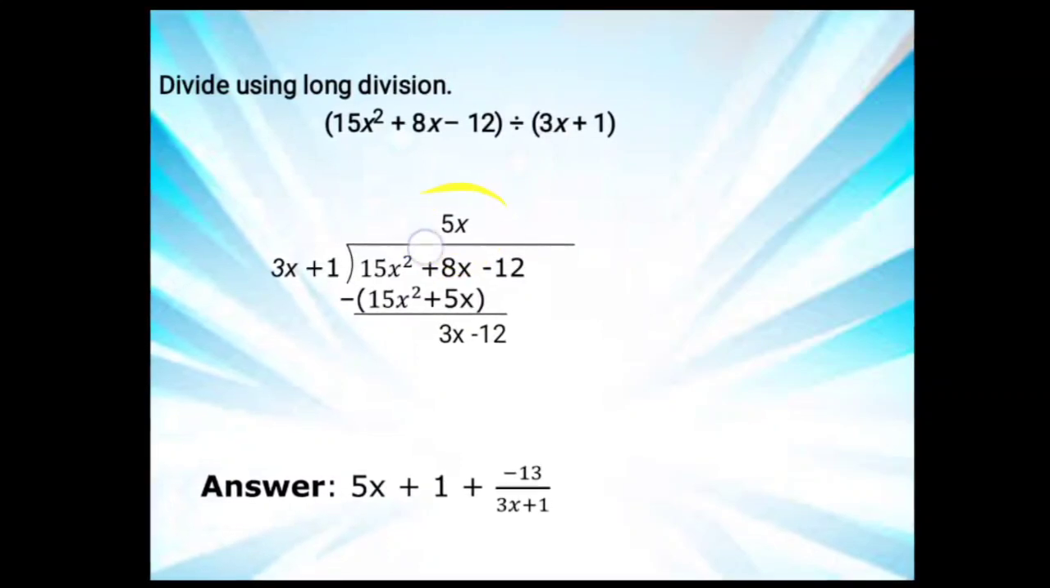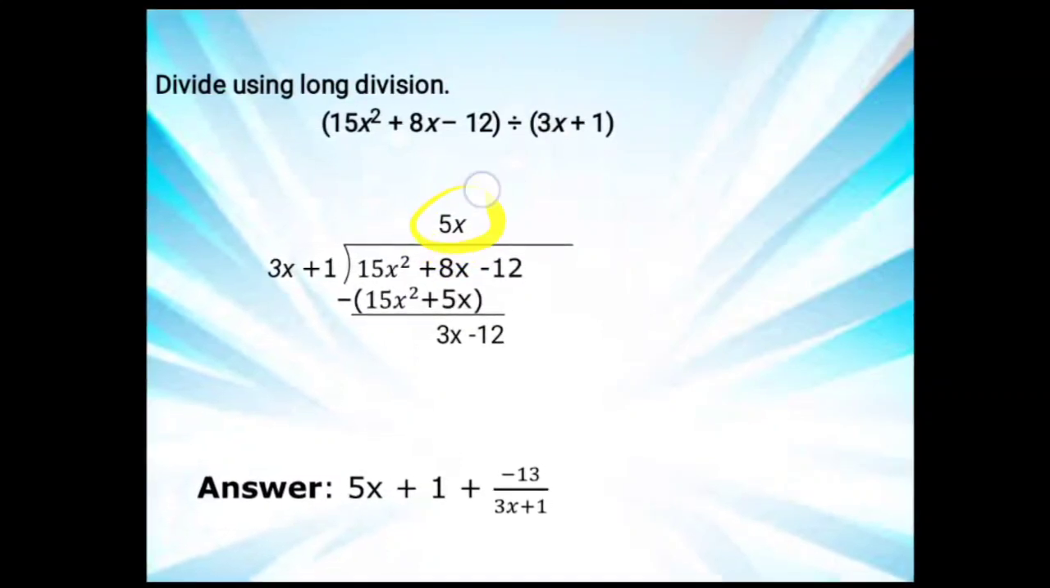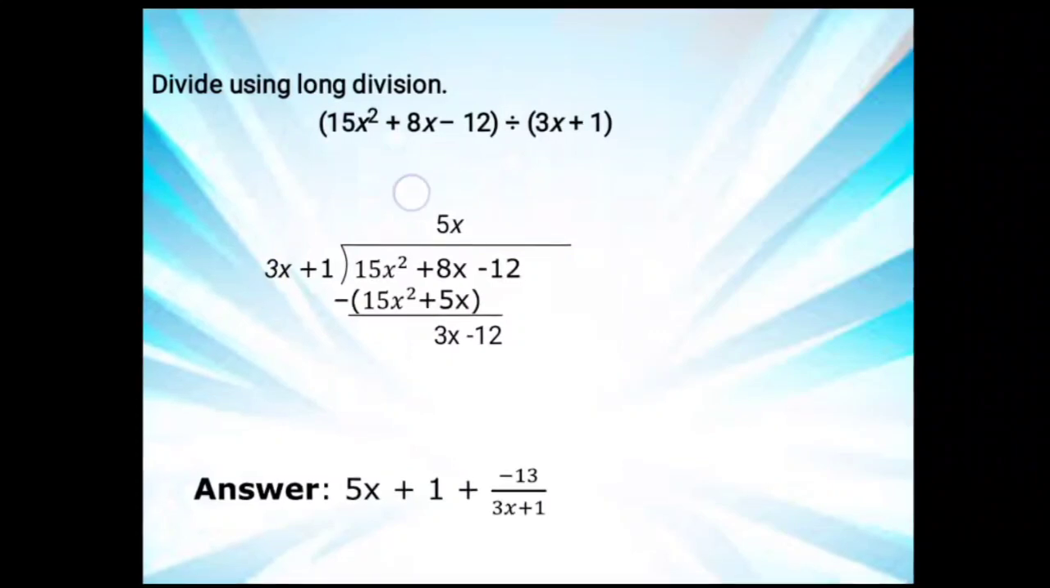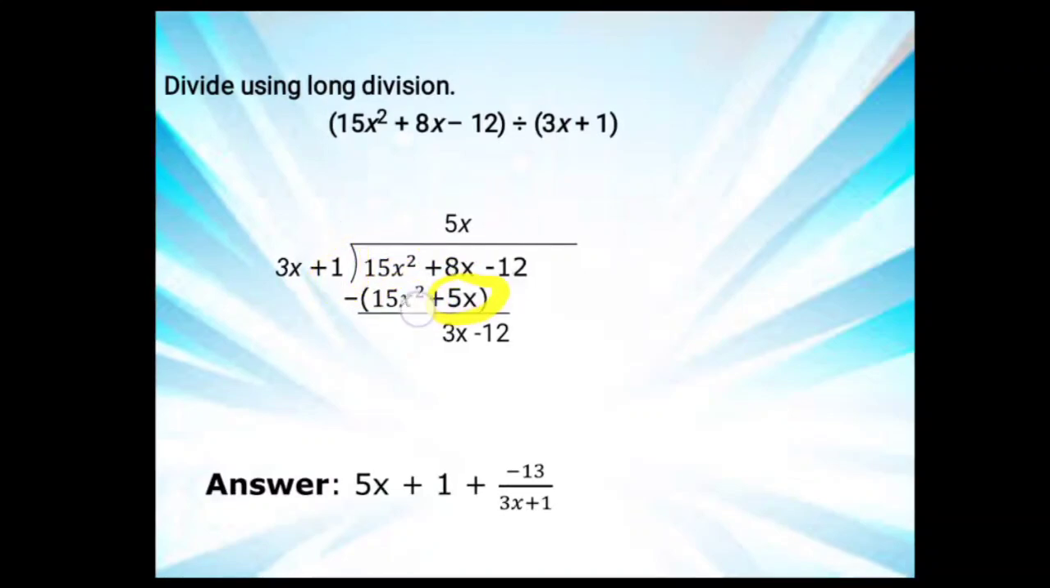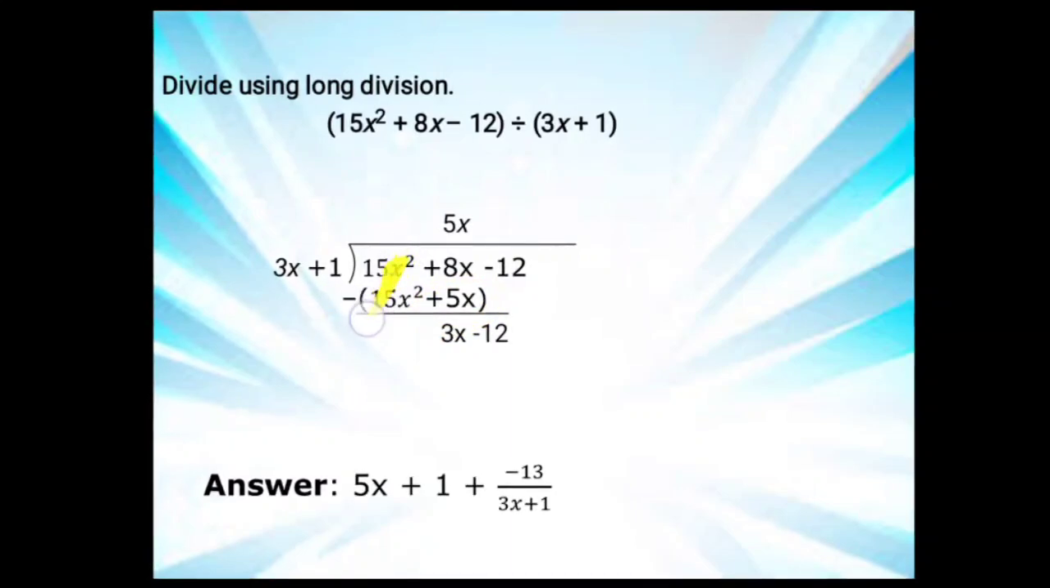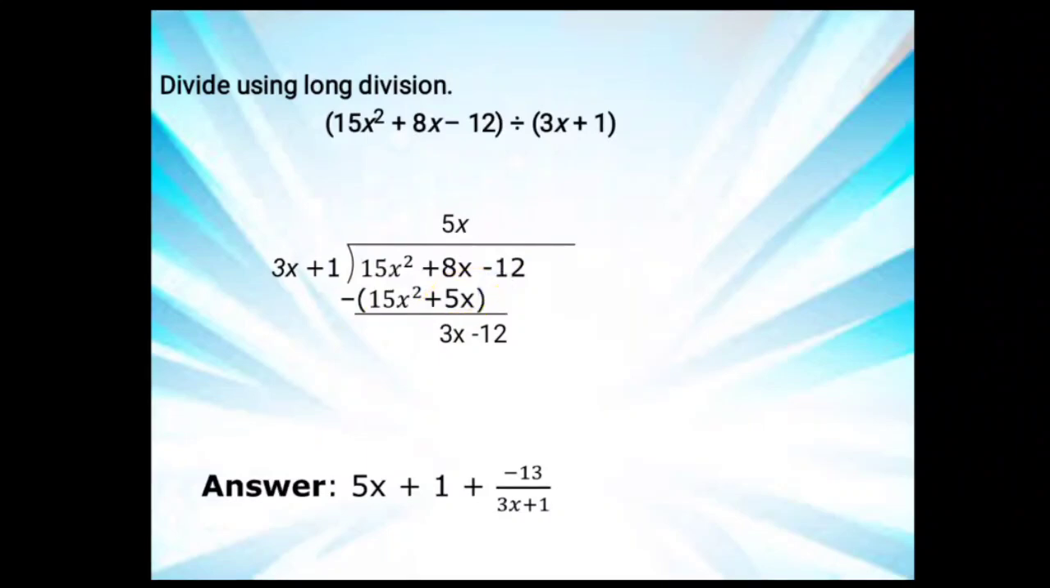Then after that, multiply the quotient to the divisor. 5x times 3x is 15x squared. Then 5x times 1 is 5x. Then proceed to subtraction. So 15x squared minus 15x squared is 0. Then 8x minus 5x. Okay, keep, change.